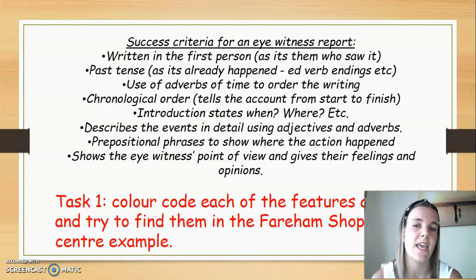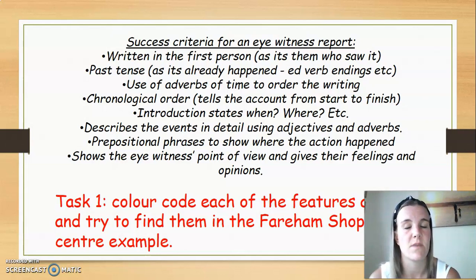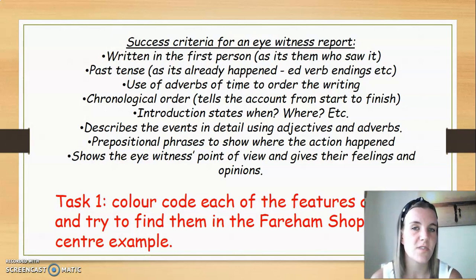But I'd like you to create a key for each of these features. So you might do the first feature there, they're written in first person. Every time you find an example of that, you might do that in yellow, for example. Everything that's written in past tense, finding those past tense verbs, they might all be in red, for example. So you're going to choose a different colour for each of the features. And you're going to work down this list of success criteria to see where in Miss Eddleston's report you can see it happening. Because once we've unpicked and analysed a really good example, like Miss Eddleston's one, we can then be experts to help us to write our own. So that's your task for today.